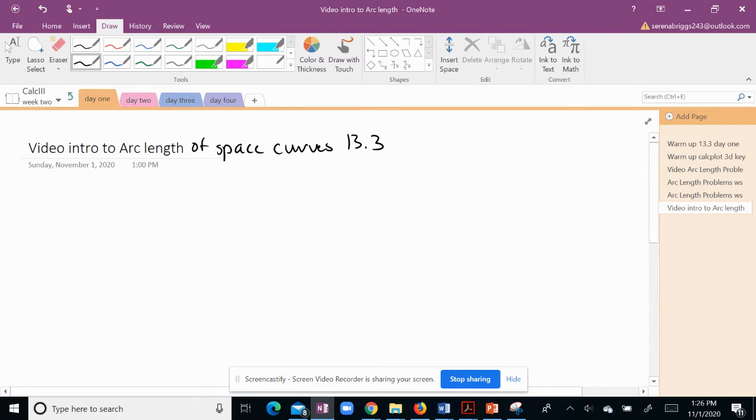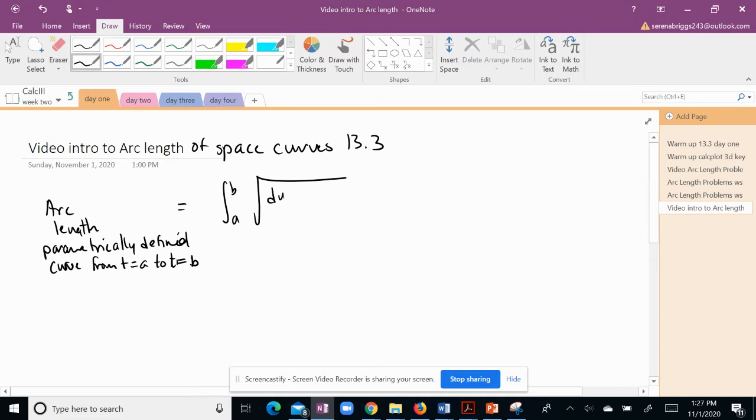So last year in BC Calculus, you learned to calculate arc length of a parametrically defined curve from t equal a to t equal b would be given by this. T equal a to b, the integral of dy over dt squared plus dx over dt squared dt.